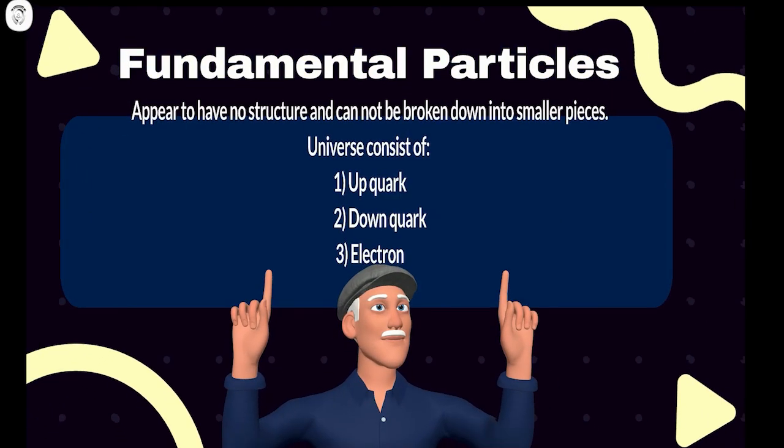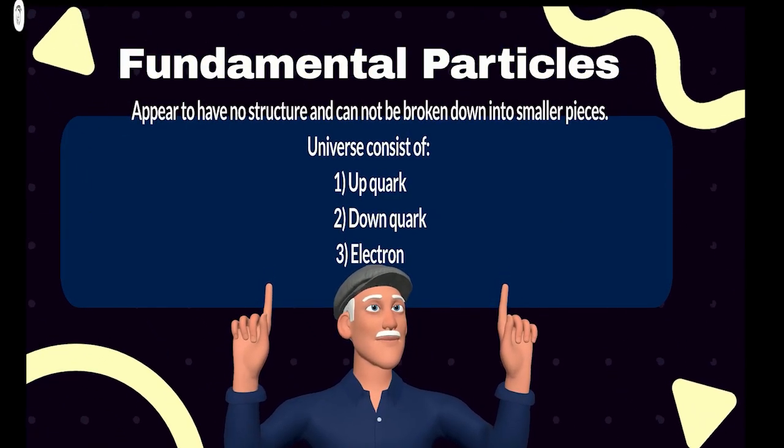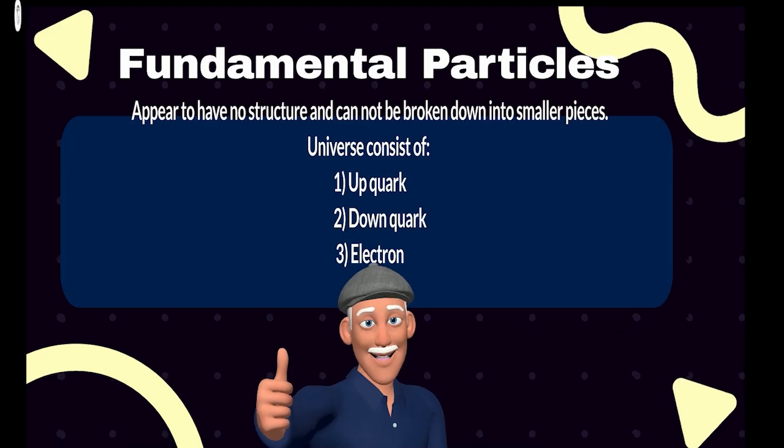So now let's talk about the fundamental particles. Fundamental particles are a very important concept. Remember, they appear to have no structure and they cannot be broken down into smaller pieces. So our universe consists of 3 fundamental particles: the up quark, the down quark, and the electron.